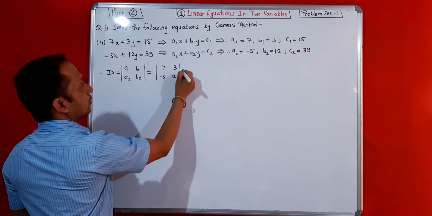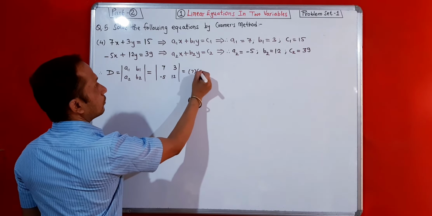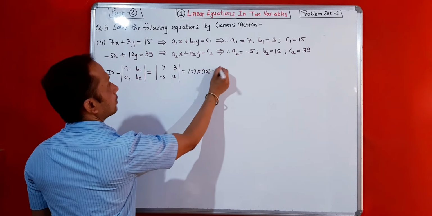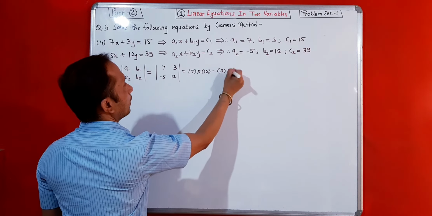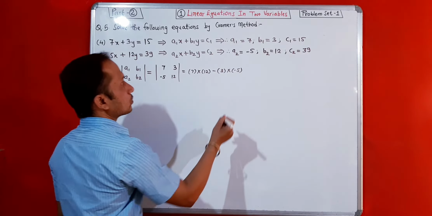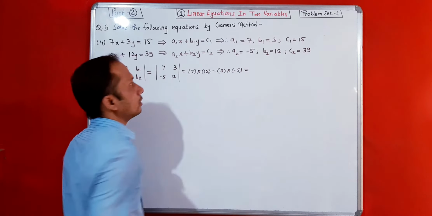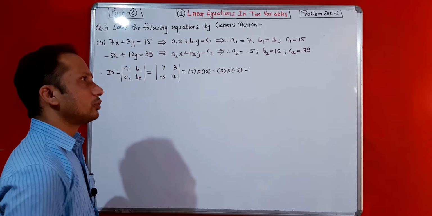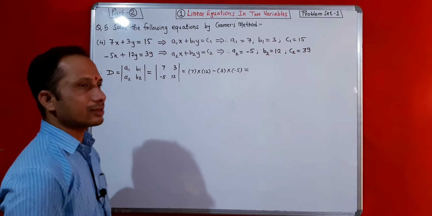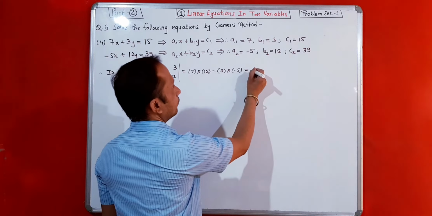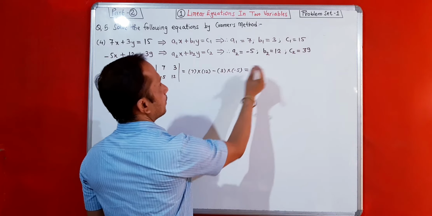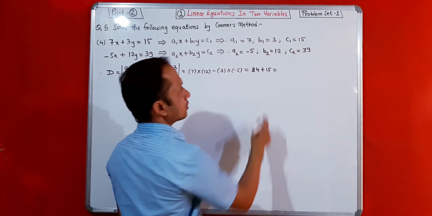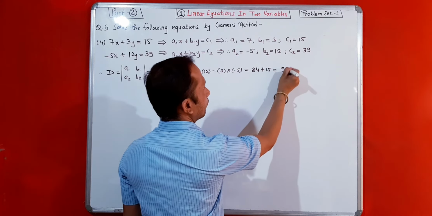Okay, so 7 into 12 minus 3 into minus 5. So 7 into 12. 12 5s are 60 and 12 6s are 72, so it is 84, and this plus 15. Minus minus becomes plus, so it is 99.